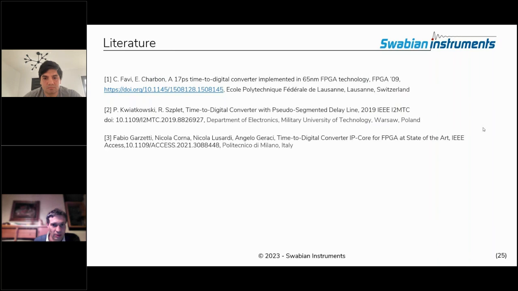There's a Polish team at the Military University of Technology in Warsaw, which have also made excellent TDCs, and also the team at Politecnico di Milano that has really done great work and published a lot about time-to-digital converters in FPGAs. So if you want to read more, I recommend all of these publications.